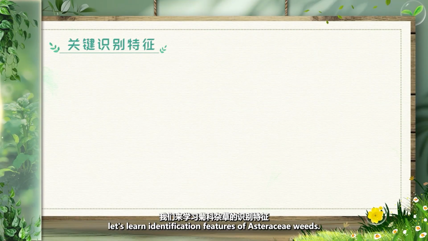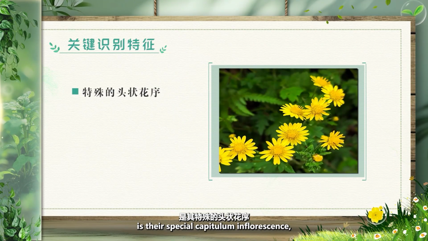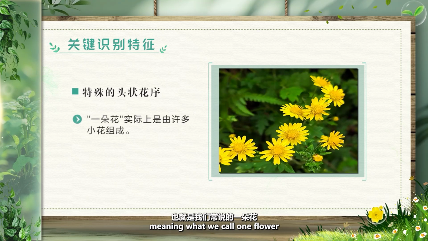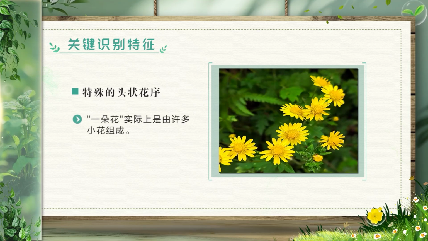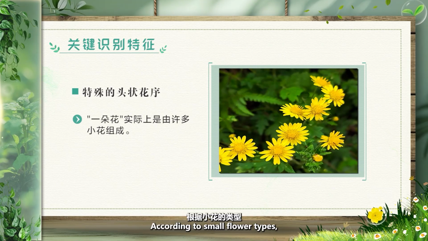First, let's learn identification features of Asteraceae weeds. The most typical feature of Asteraceae plants is their special capitulum inflorescence, meaning what we call one flower is actually composed of many small flowers. According to small flower types, they can be divided into three categories.